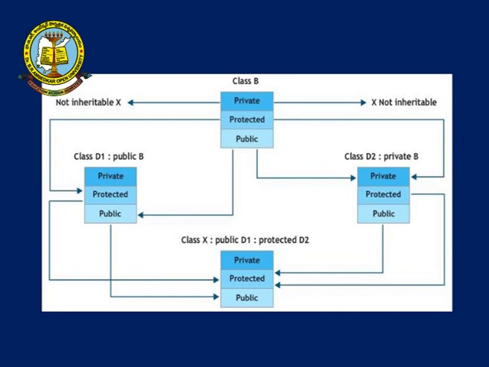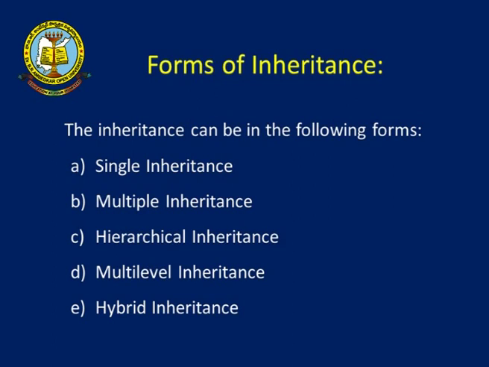So, this image helps you understand the complete visibilities and the types of derivations: private derivation, public derivation and protected derivation. And let us see the forms of inheritance, that means types of inheritance. Inheritance can be of 5 types: single inheritance, multiple inheritance, hierarchical inheritance, multi-level inheritance, and hybrid inheritance. So, let us see them one by one.